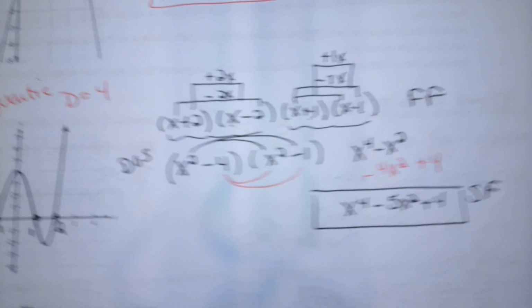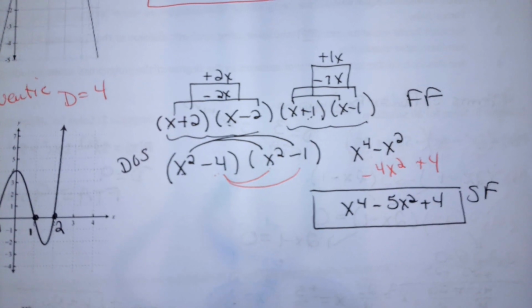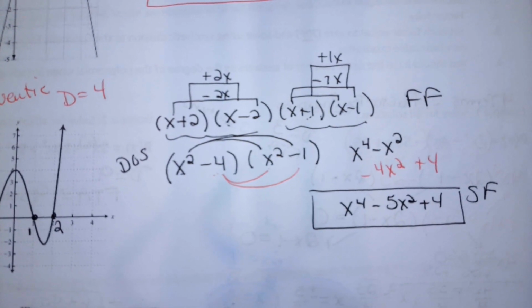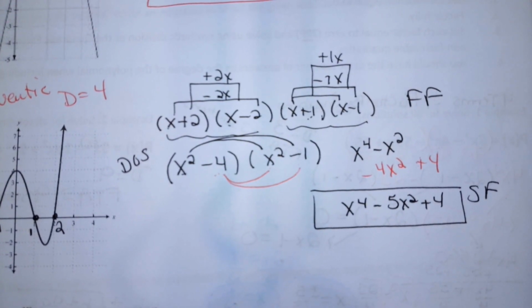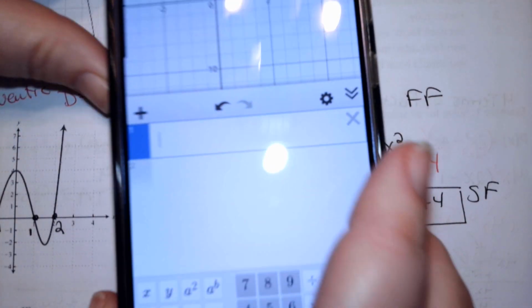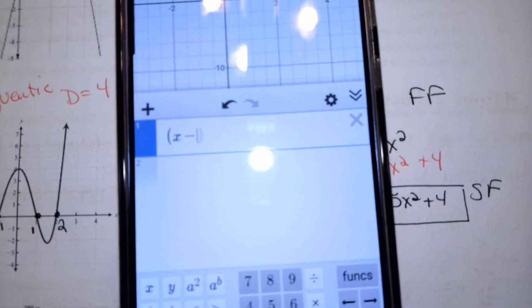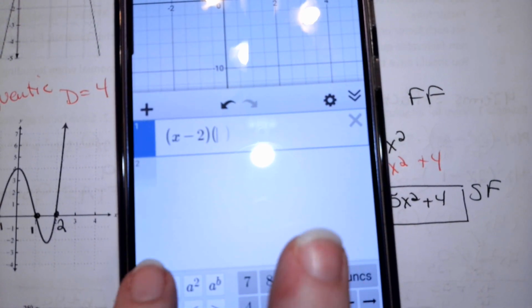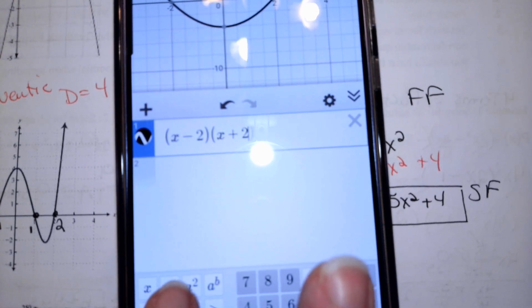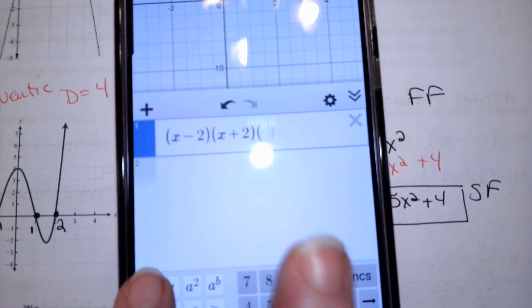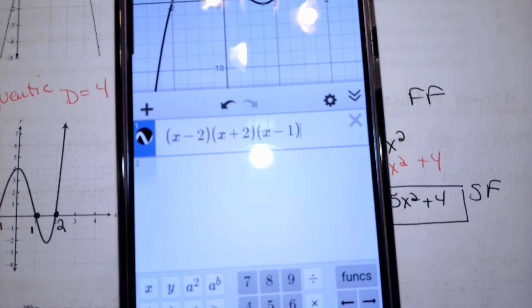And I know you're thinking, oh my gosh, that's a lot. So like I said, if you can put it in factor form, you should be able to verify what the answer is. So let's put this in factor form. Alright, so we have x minus 2 times x plus 2 times x minus 1 times x plus 1.